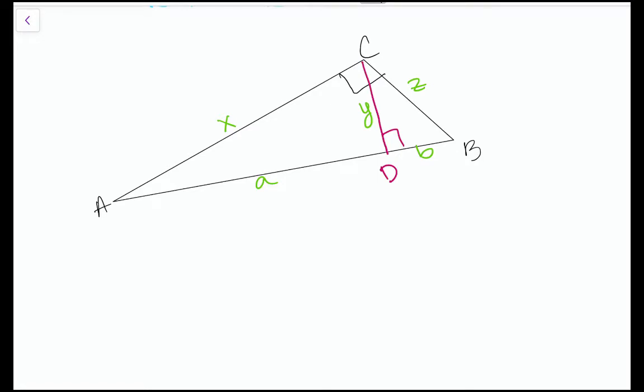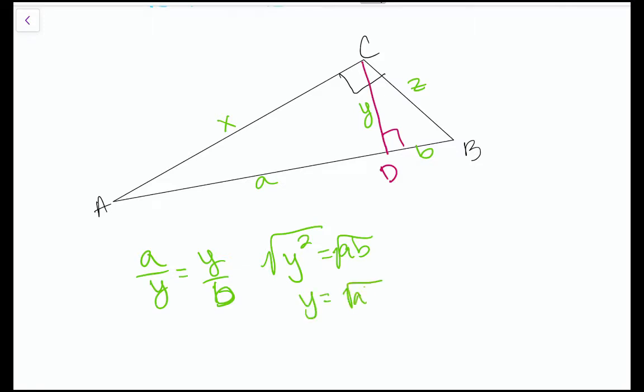And so we have a bunch of geometric means in this problem, and I'm going to show you what that means. So, for example, the altitude of the larger triangle is segment Y. And Y is the geometric mean of A and B. So what that means is that A over Y equals Y over B. And if I were to solve that, I would get Y squared, because Y times Y is Y squared, equals AB. And in order to solve for Y, Y is equal to the square root of A times B. So Y is the geometric mean there.